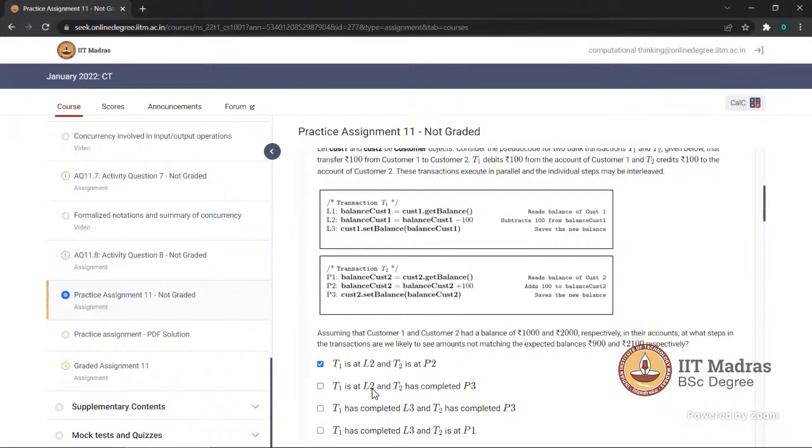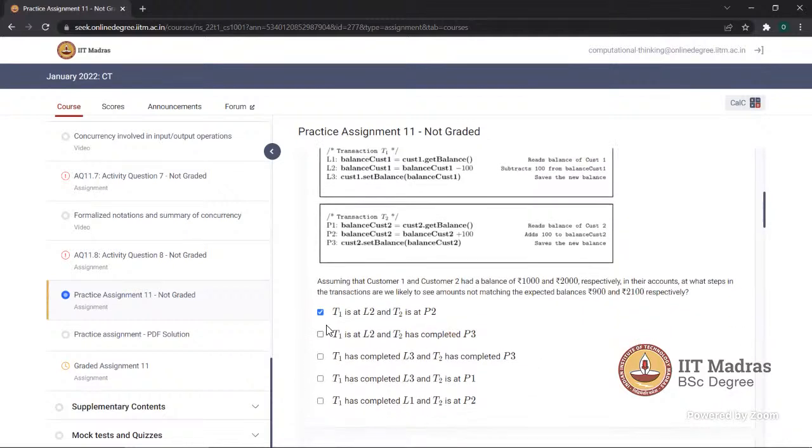Correct. So is it correct or not? Can we select this or not? If we are to say that both of them have to match 900 and 2100, then I don't think so. One is matching, the other is not matching. So the question is to see amounts not matching, right? It's not matching, so it's not correct. So can we select this? No. If it's not matching, then we are supposed to select it? No.